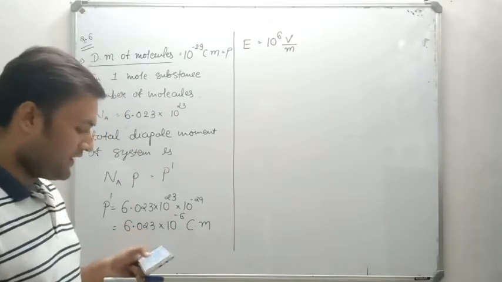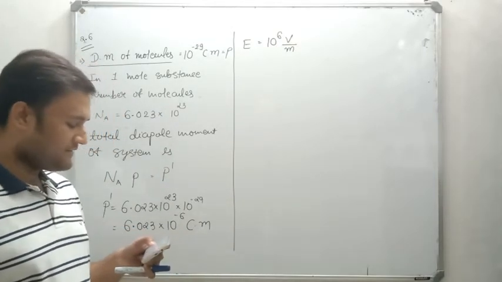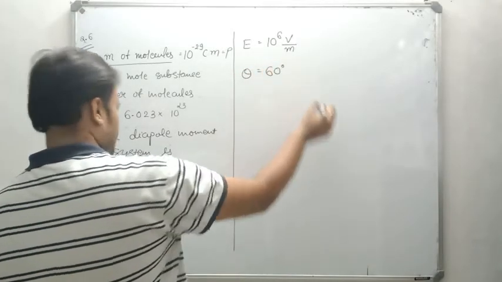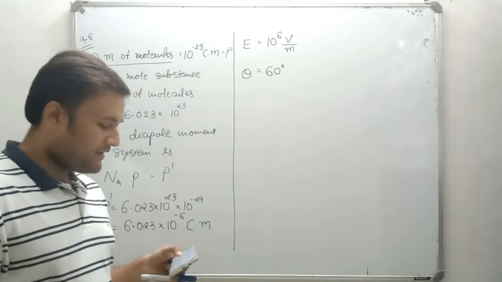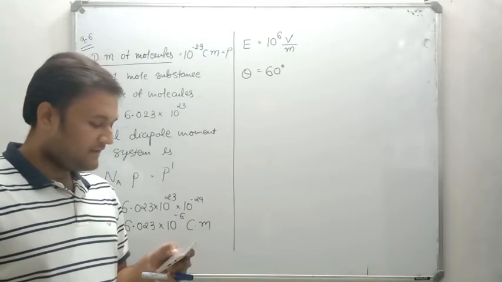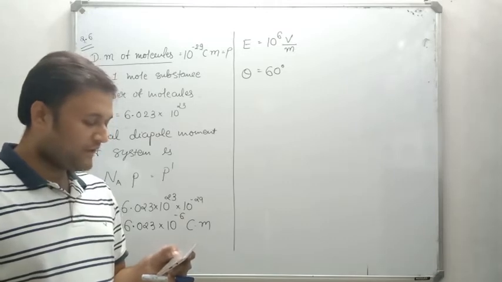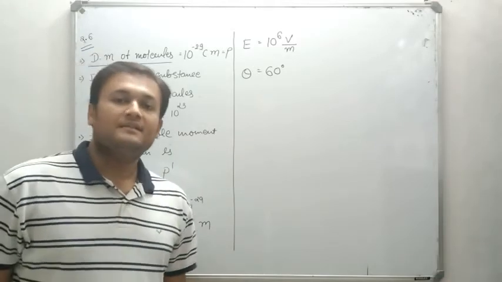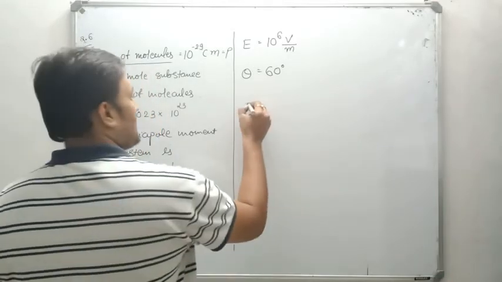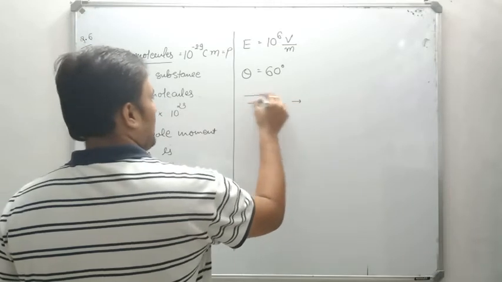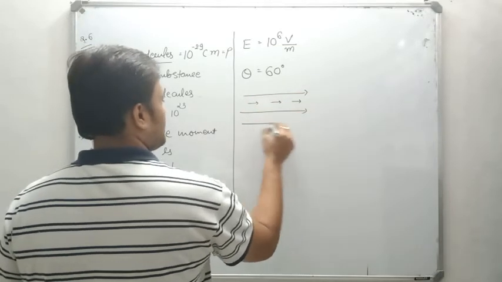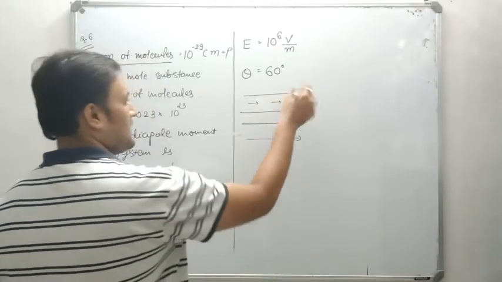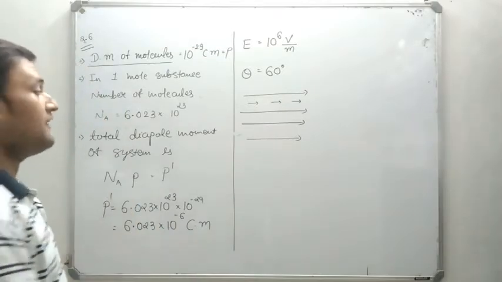The direction of the field is suddenly changed by an angle of 60 degrees. Theta is given as 60 degrees. Estimate the heat released by the substance in aligning its dipole along the new direction of the field. For simplicity, assume 100% polarization of the sample. Polarization means all the dipoles are arranged parallel to the electric field. That is called 100% polarization in the direction of the electric field.